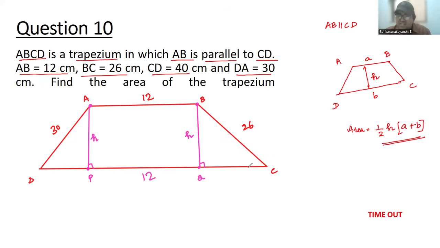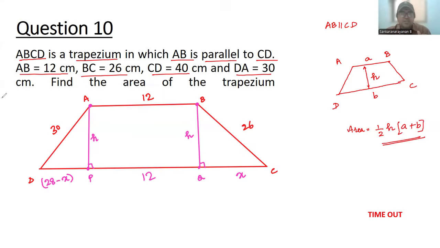So if I consider that QC is equal to X. Be very mindful here. If QC is equal to X, this PD will be 28 minus X. Because 28 minus X plus 12, that is going to give you 40, I mean, 40 minus X plus X.